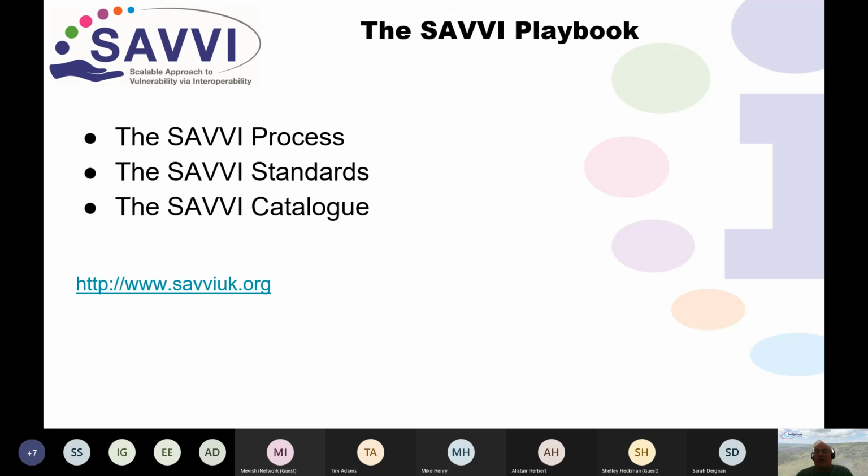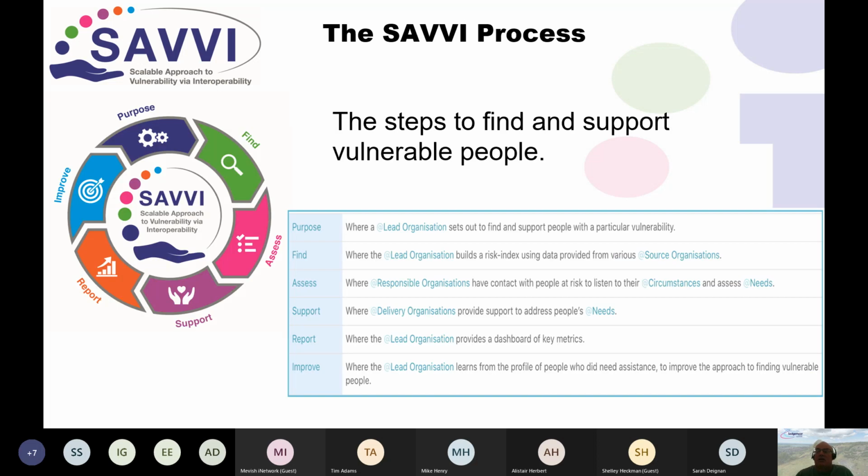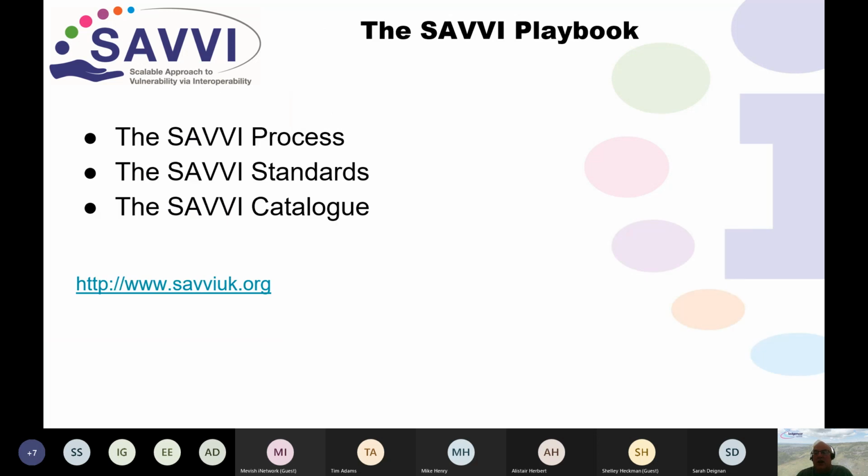So in our phase 1, as a result of those workshops and listening and learning, we proposed a model process, a set of data standards, and a catalogue of how councils have used data to find and support vulnerable people. All of this that I'm going to show at the moment is at our website. I think I had the link on the previous slide. There it is, savviuk.org.